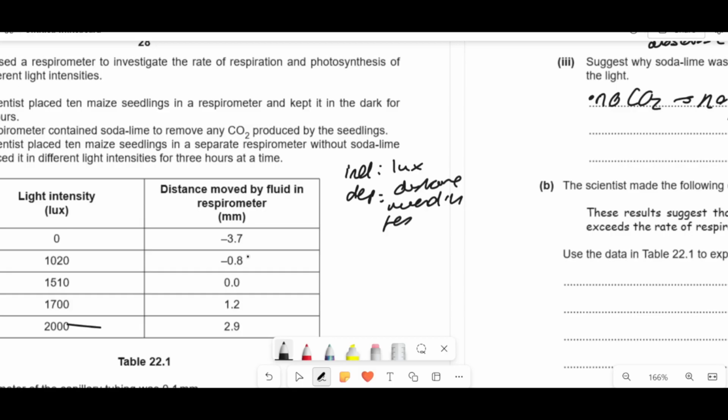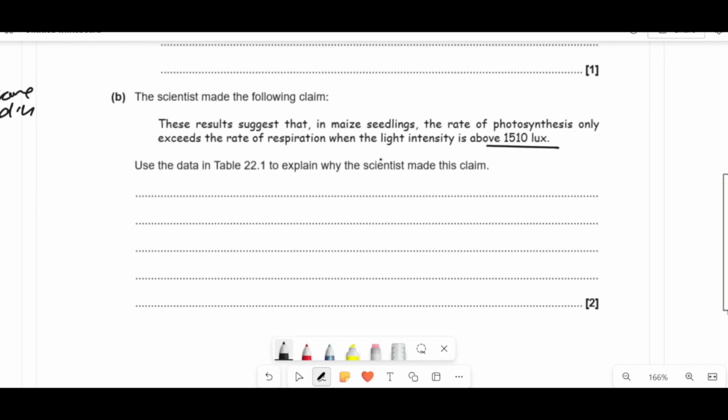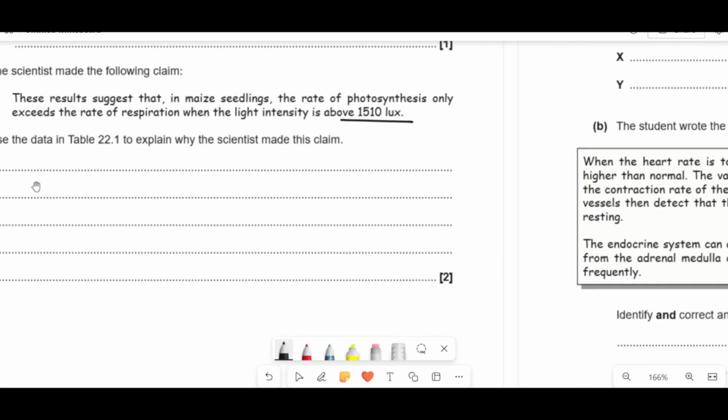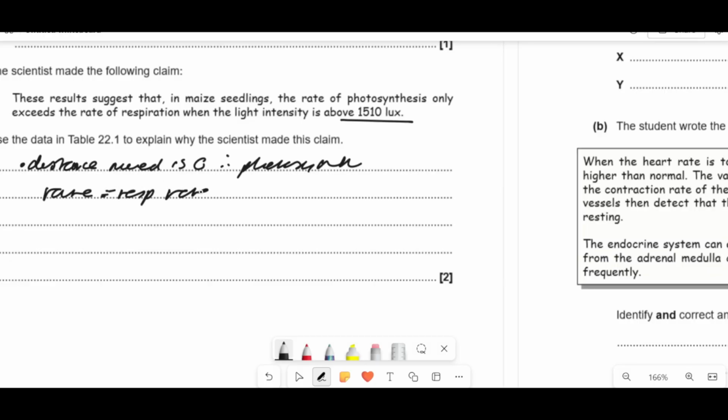So if you've got a higher light intensity, then you see the distance moved is now positive, which means you're now outdoing respiration with photosynthesis. So in this case, that's what we'd write. The distance moved is 0, therefore photosynthesis rate equals the respiration rate. So there's no net or overall change in air volume, because everything they're putting out is going straight back in.